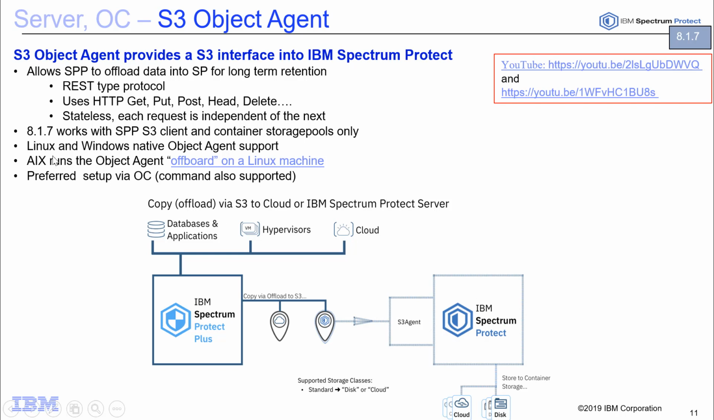We currently support the object agent running on Linux and Windows Spectrum Protect server natively. And if you do have an AIX Spectrum Protect server, you can run the object agent offboard on a Linux machine. Now, the easiest way to set up this object agent is via the Operations Center. I do have YouTube videos out there showing the setup of these object agents as well as the interaction with the Spectrum Protect Plus offload. So do check those out.